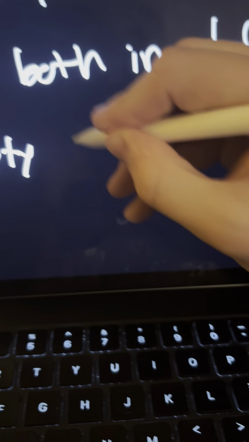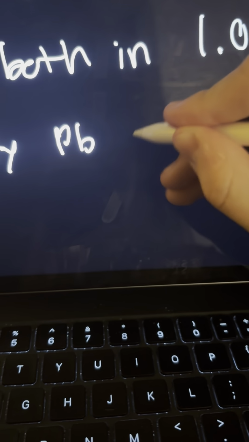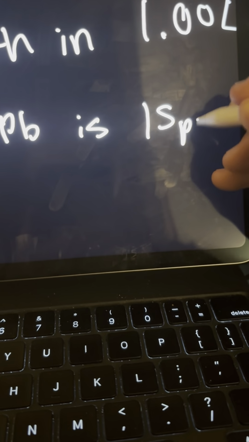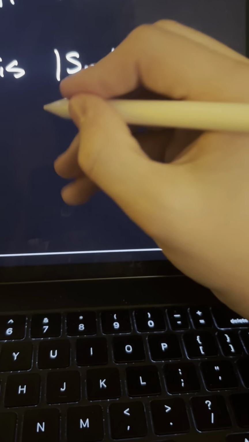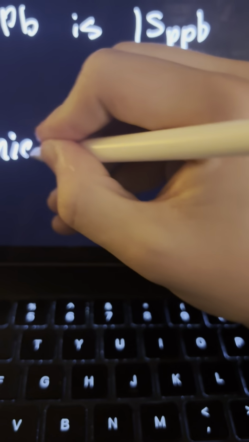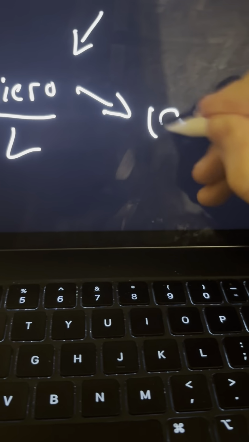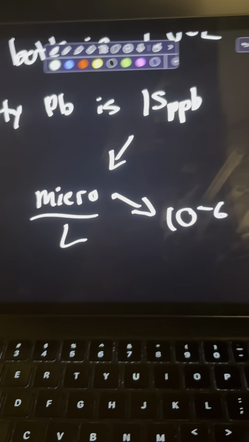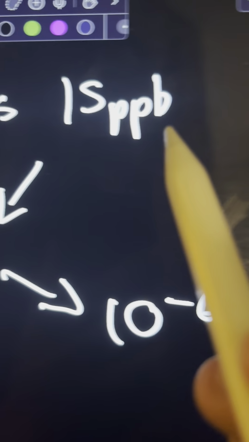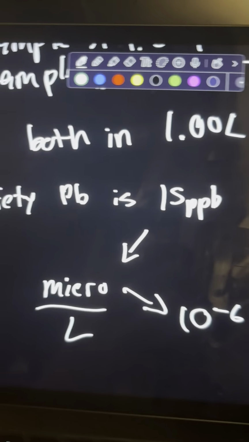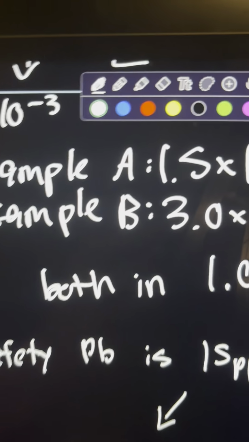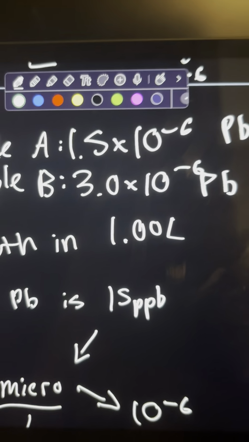Okay, so actually, let's write this down. The safety limit for lead in water maximum is 15 parts per billion. So we know that we are going to be working with the micrograms, micro over liters, or 10 to the -6. So we know we're working with this since we're working with 15 parts per billion when it comes to lead. Okay, so going back, we see that sample A is 1.5 times 10 to the -6.